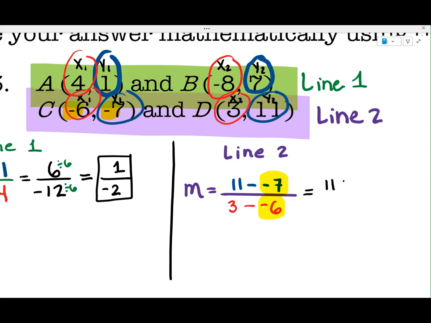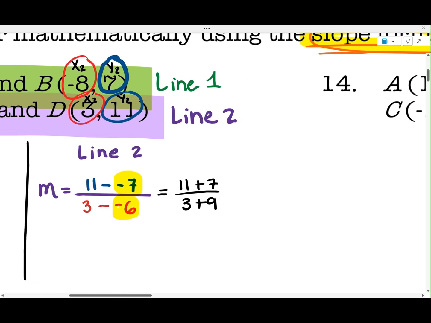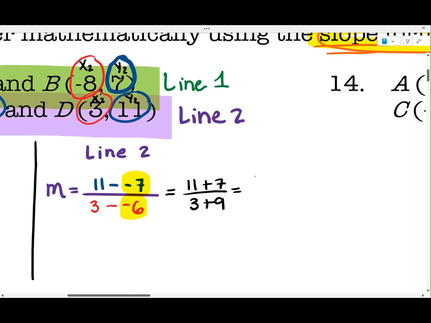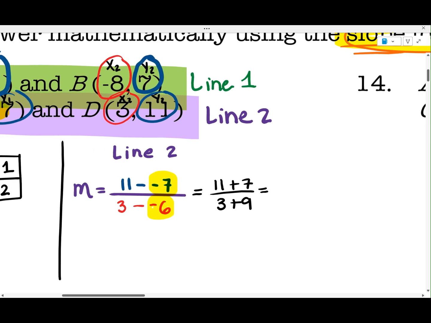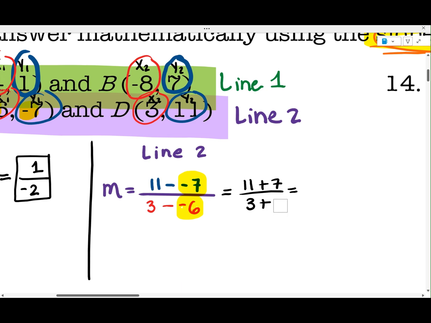Then since we have a double negative, it turns into addition, so I'm going to go ahead and clean this up a little bit. And no, I don't know where the 9 came from. I think I was just thinking about the answer. So let me go ahead and change it. That was 6. There we go.